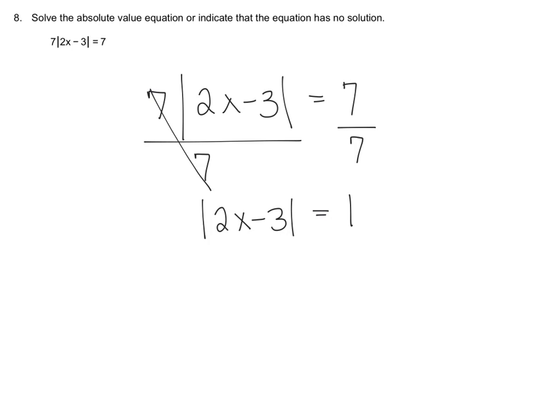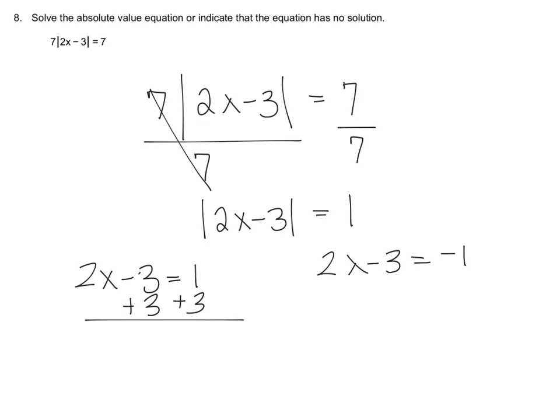Next, we want to get rid of the absolute value bars by setting the expression within the bars equal to a negative or positive solution. So I have 2x minus 3 equals positive 1, and 2x minus 3 equals -1. Next, we'll solve each equation. I'll add 3 to both sides for this one, and I'm left with 2x equals 4. Next, divide both sides by 2, and we get x equals positive 2.